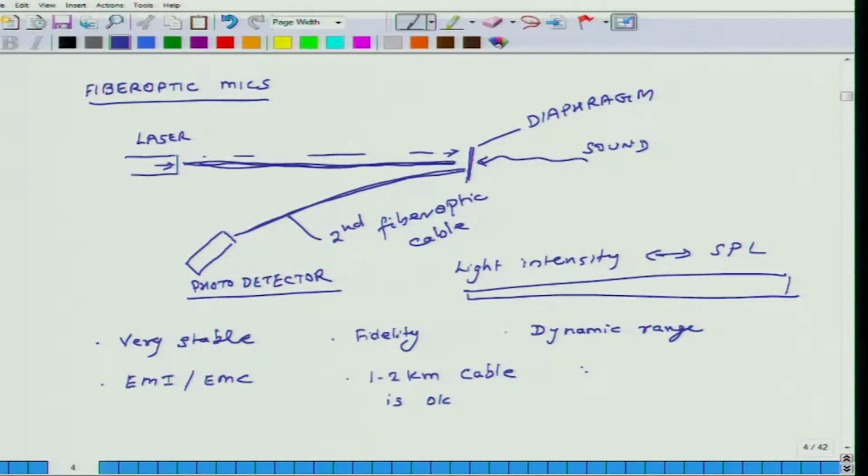Then these are fairly insensitive to changes in heat, moisture. So there is resistance to heat and moisture. Okay. And because they have a lot of high fidelity, so they are used also nowadays increasingly in noise cancellation algorithms. Okay. So this is what fiber optic mics are all about.